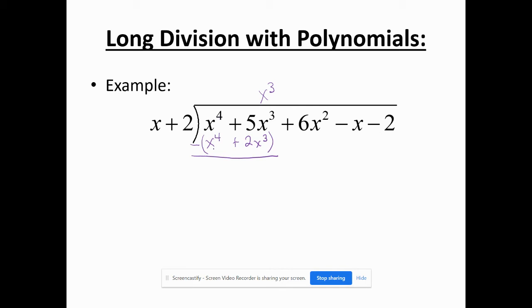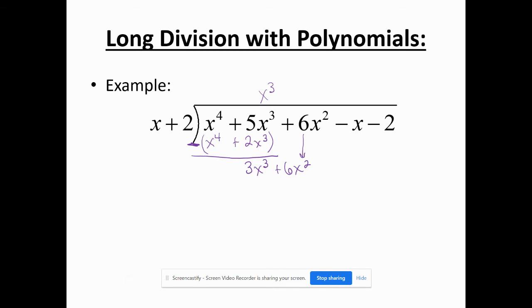So x to the fourth minus x to the fourth, that's 0. I'm not going to write it, but it's 0. And then I have 5x to the third minus 2x to the third. Remember, this minus has to get distributed. So this actually becomes 3x to the third. And then because I have two terms out here, I have to bring down that 6x squared.